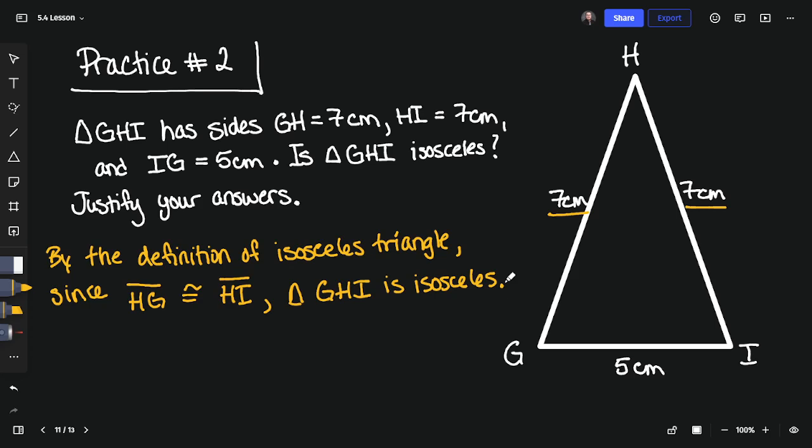You could justify that side HG is congruent to side HI because they have equal lengths. But going that deep into the nitty-gritty is not something I expect you guys to do. It's fairly obvious from the problem that this triangle is congruent, but we base our justification off the definition of an isosceles triangle.